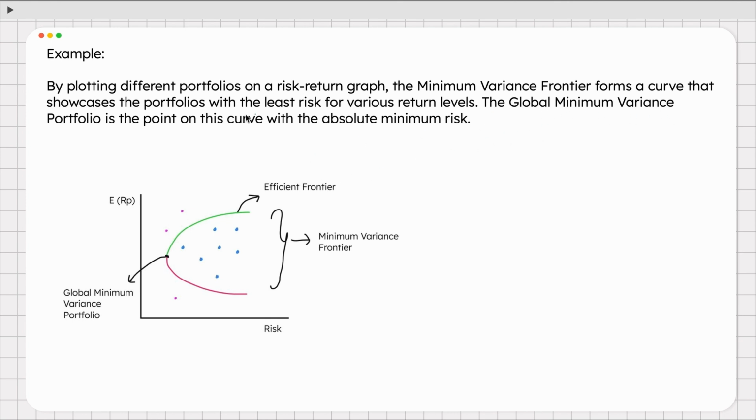The global minimum variance portfolio, this also we discussed. So this graph I've created, and this is what I explained right now. Basically the point with the least risk, that is this, that is the global minimum variance portfolio. The green line is the efficient frontier. The red line is the inefficient frontier, because for the same level of risk you are getting better returns on the efficient frontier. And this whole thing is called the minimum variance frontier. So don't worry about this.